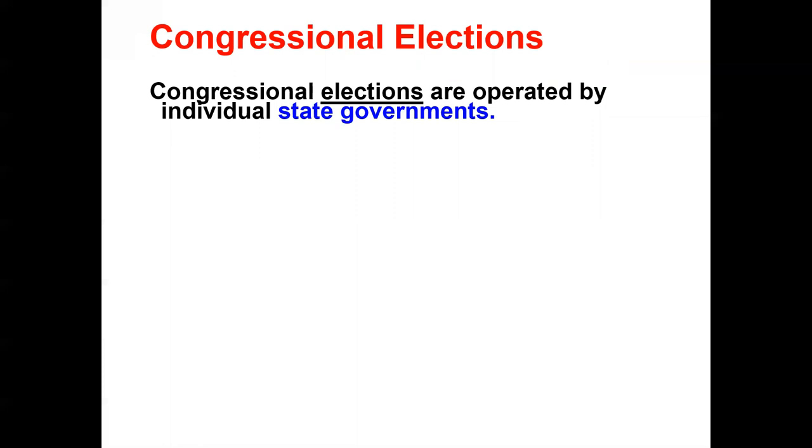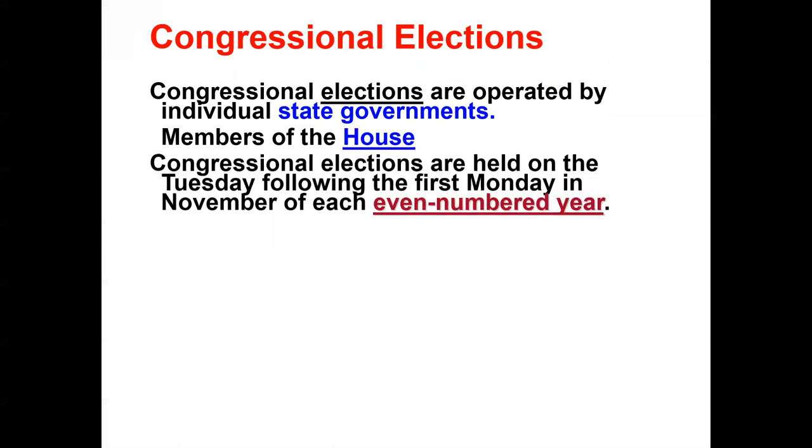Congressional elections are operated by individual state governments. The federal government does not operate the elections for presidency or members of Congress. States do. Congressional elections for the House are held on the Tuesday following the first Monday in November of each even-numbered year. So this year, 2022, is an even-numbered year. So in November, we are going to have an election for members of the House.